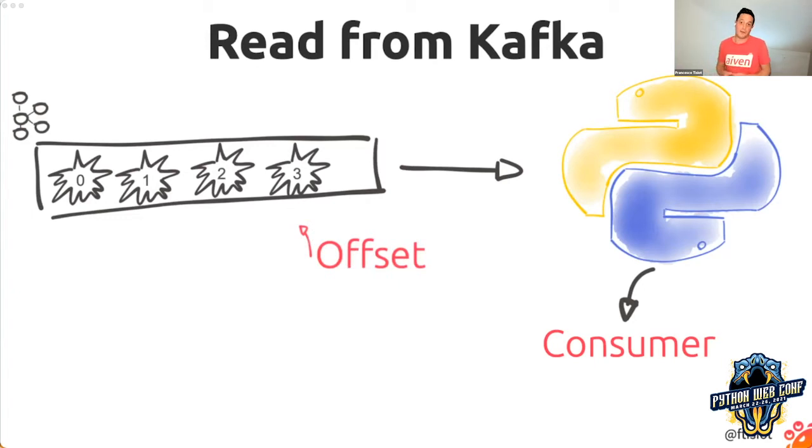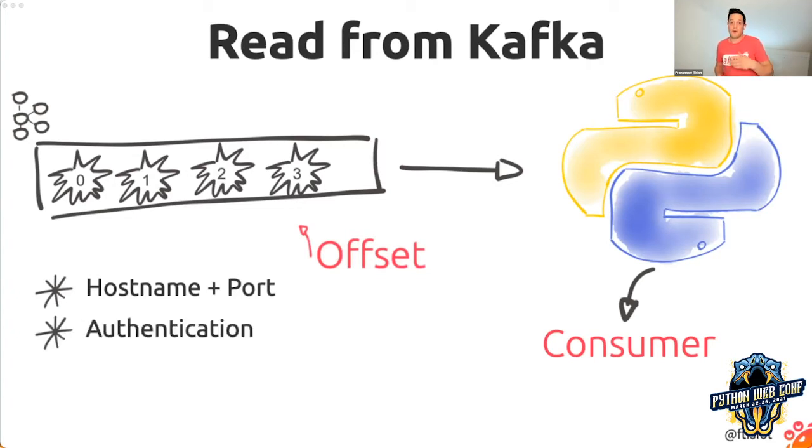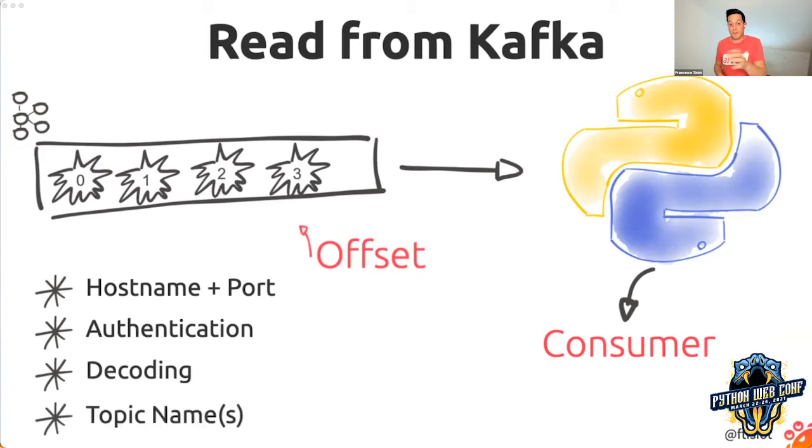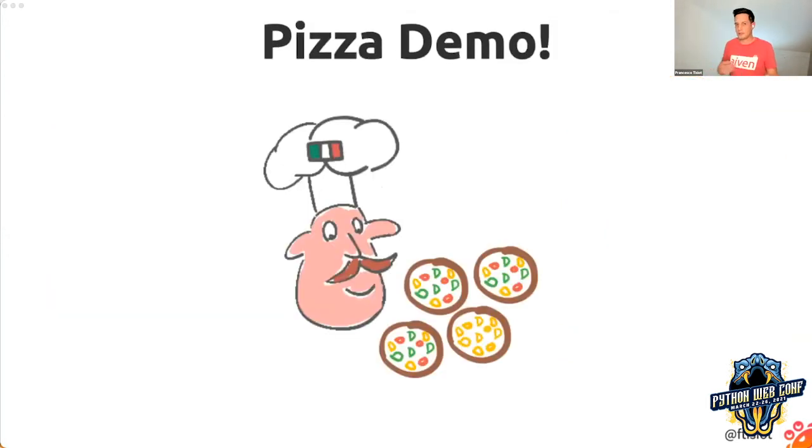In order to read data from Kafka, all the consumer has to know is kind of the same information as the producer. So where to find Kafka, host name and ports, how to authenticate. And since before we were encoding data, now we need to know how to decode the data. The last thing that we need to know is from which topic or which topics we want to read from Kafka. So now that we understood both producers and consumers, I believe it's time for a nice demo.